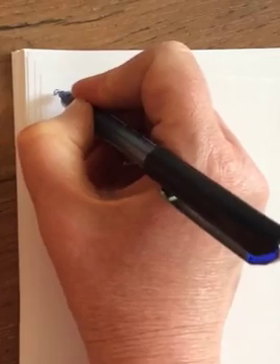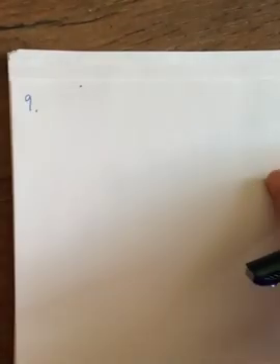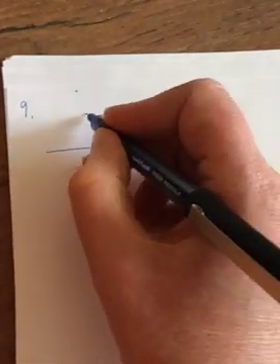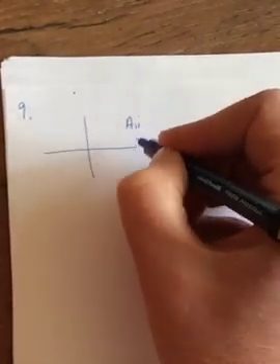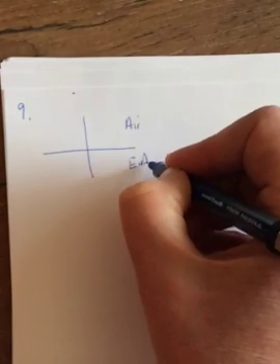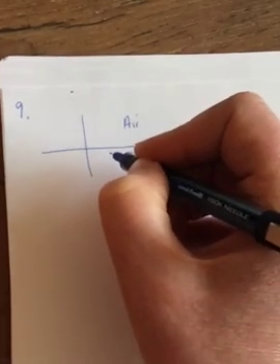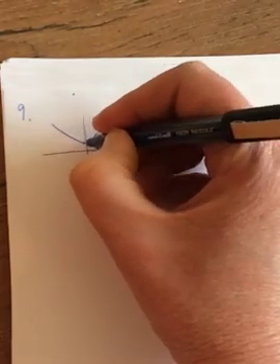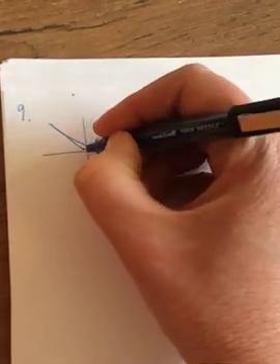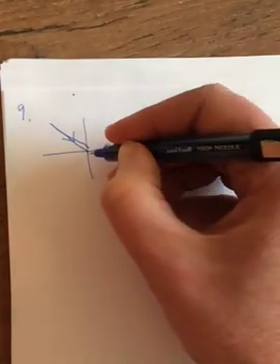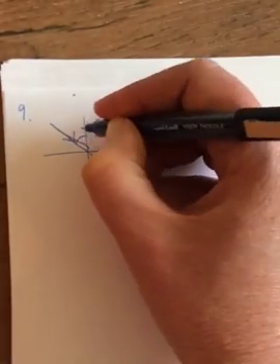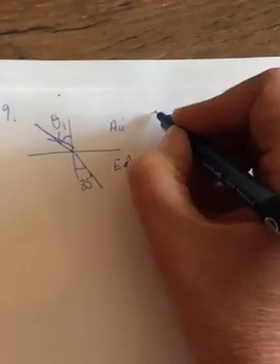Number 9 says, what is the angle of incidence of light traveling from air into ethyl alcohol? Okay, so it's going from air into ethyl alcohol, when the angle of refraction is 35. So it's coming in at some angle, and it's coming out at an angle of 35. And we're trying to find theta 1.